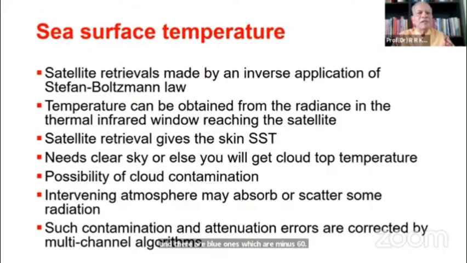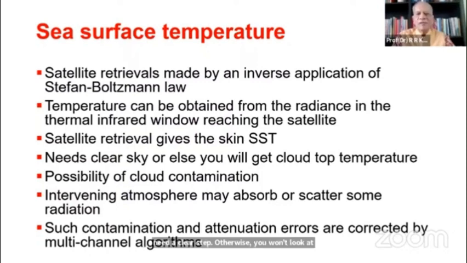Sea surface temperature is a rather straightforward application of satellite data. What we do is to use the Stefan-Boltzmann law and make an inverse application. And the temperature can be obtained from the radiance in the thermal infrared window reaching the satellite. So what this radiance gives us by an inversion is the skin SST, or the topmost surface of the ocean. But for getting this, you need a clear sky. Otherwise, you won't look at the ocean, you'll look at the cloud top.